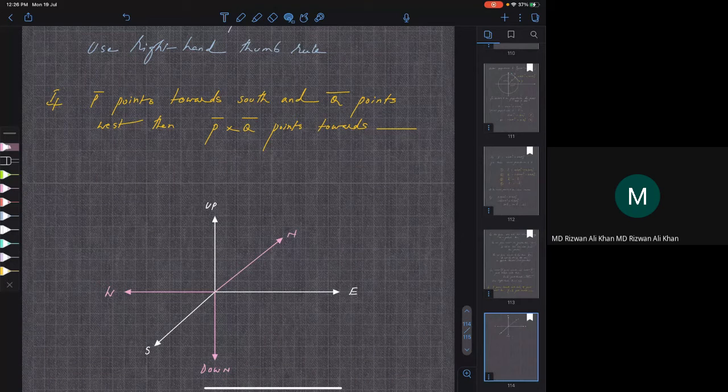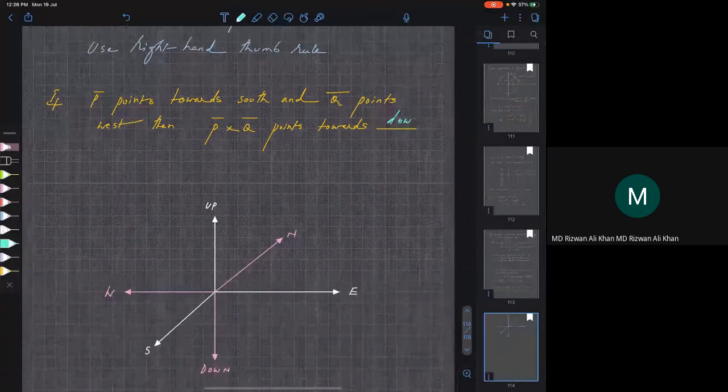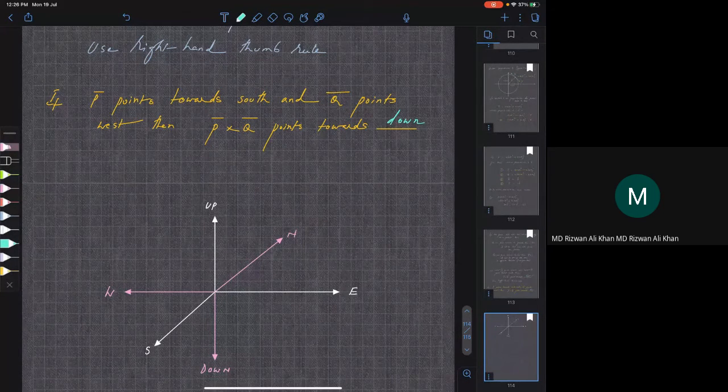So P is pointing towards south and Q is pointing towards west. Use your right hand thumb rule: start your fingers from south and end your fingers at west, and your answer will be down. So your answer will be what?